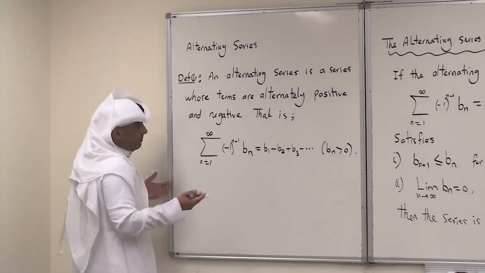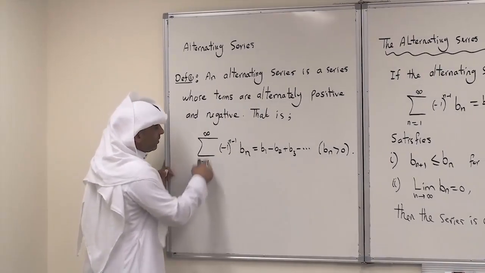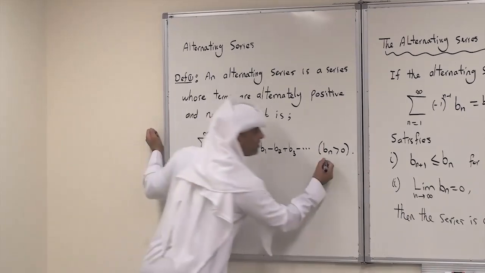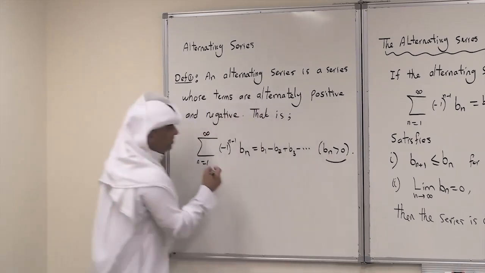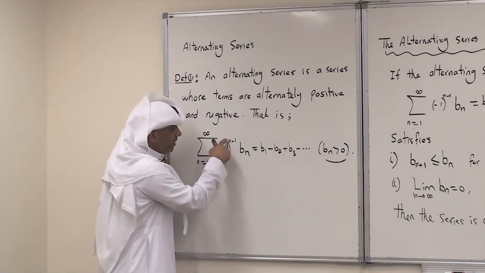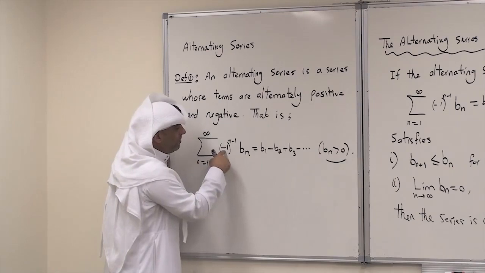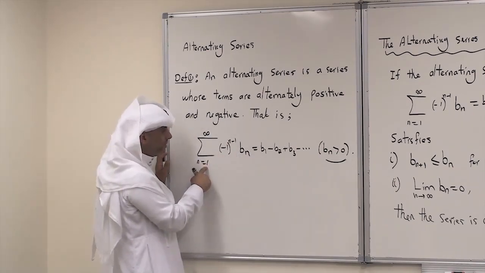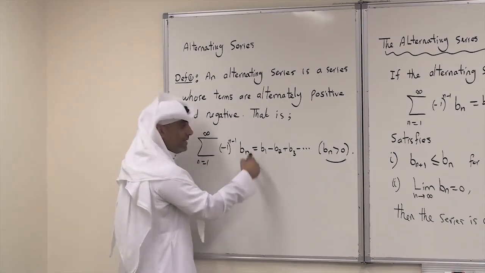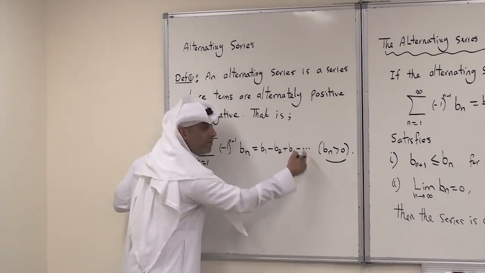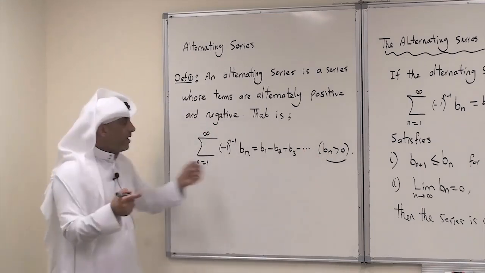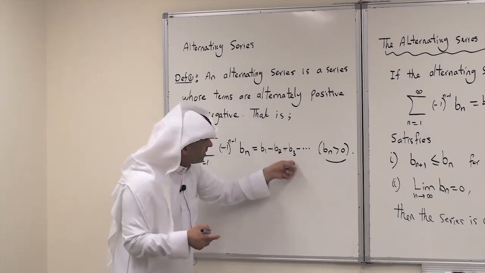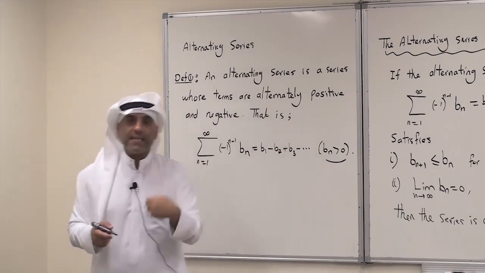We formulate it mathematically like this: the sum from n equals 1 to infinity of (-1)^(n-1) times bn. We need these bn's to be positive, all the time greater than 0. If you substitute n equals 1, you have b1, because this is (-1) to the power 0, which is 1, times b1. For n equals 2, you have minus b2. Then plus b3, then minus b4, then plus b5, and so on. Once we assume bn is positive, we are sure we have positive, then negative, then positive, then negative. This is called an alternating series.